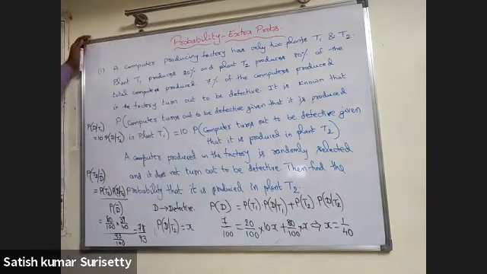Now, as per the statement, using Bayes theorem, we need to calculate the probability of T2 given D bar. That is the probability of T2 into the probability of D bar given T2, upon the probability of D bar. So if you simplify, you'll get 78 by 93.